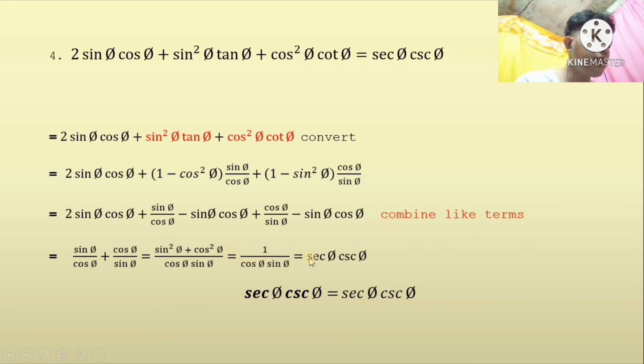So our equation will be, convert sine squared phi plus cosine squared phi into 1, because sine squared phi plus cosine squared phi is equal to 1. So our equation will be 1 over cosine phi times sine phi. So convert 1 over cosine and 1 over sine, so it will become secant phi times cosecant phi. So this is our final answer or expression.